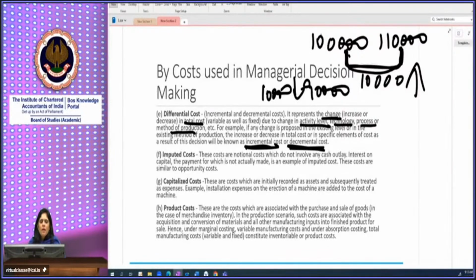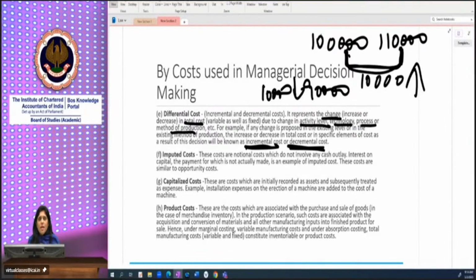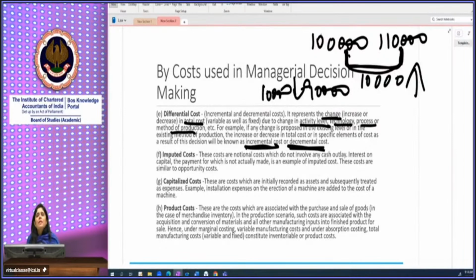All right. Imputed cost. The imputed cost, notional cost, implied cost, implicit cost, opportunity cost, they all mean the same. I'm repeating: imputed cost, notional cost, opportunity cost, implied cost, implicit cost. They all mean the same. And what do they mean? They mean they are notional. There is no cash outflow. We are not paying anything, but they are not happening. They do not happen. Because of them, something else is happening.